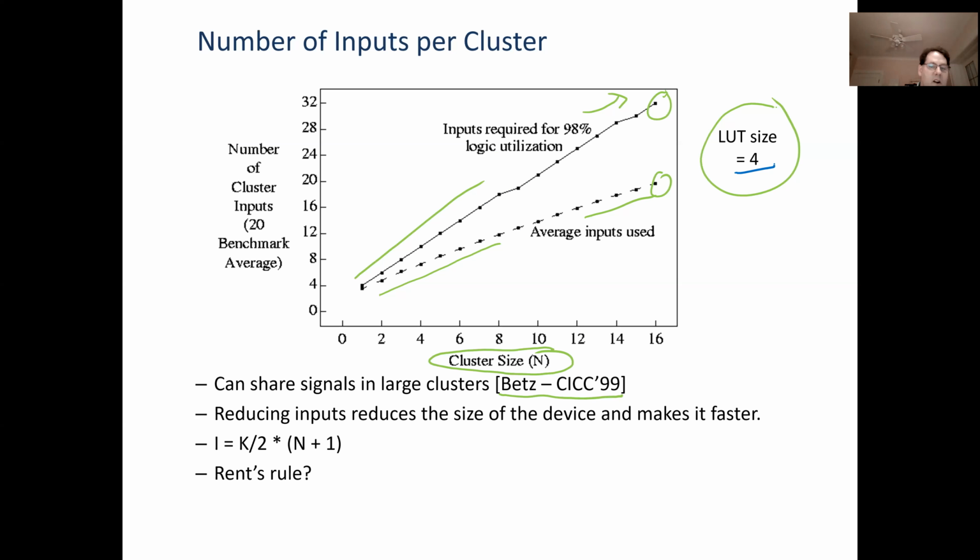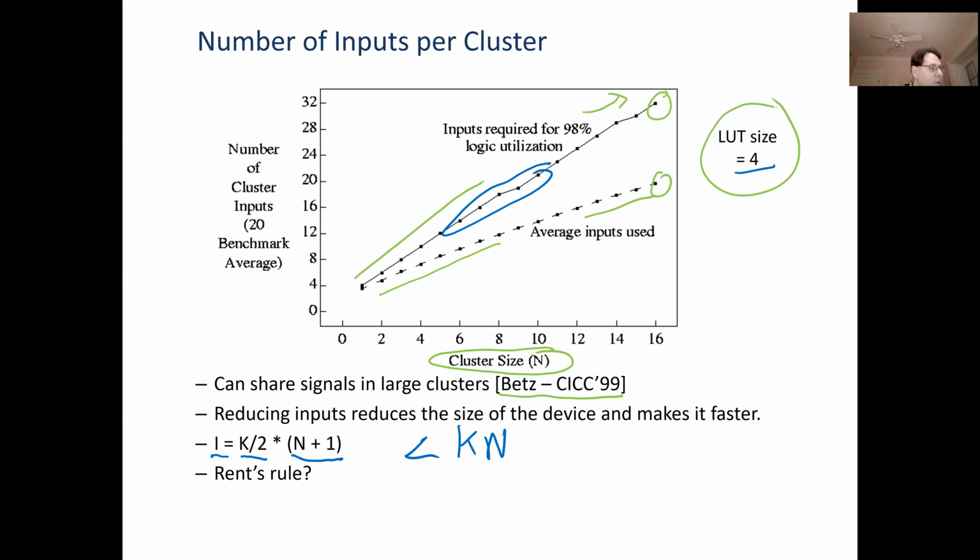In the Ahmed paper, they come up with a rule that they observe by making a bunch of graphs like this. They find the number of inputs they need, which is basically this curve, how many inputs do I need for 98% logic utilization, is K divided by 2, where K is the LUT size, times N plus 1, where N is the number of LUTs. So that's less than K times N, which is the number of inputs on all the LUTs inside of the logic block. So they did get some sharing of inputs, some reduction of the needed inputs, which is good.